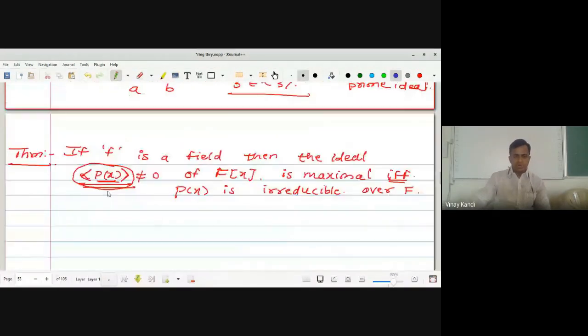So we saw one more theorem. If F is a field, then the ideal generated by P of X, where P of X is not equal to 0, so this is not the null ideal of F of X, in the ring of polynomials, is maximal if and only if P of X is irreducible.